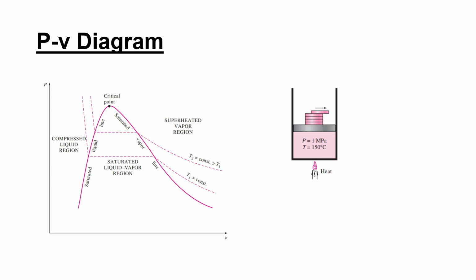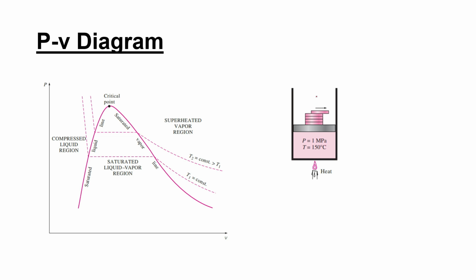Now let us look at the pressure volume diagram. So here you have pressure in the y-axis and specific volume in the x-axis. What we are doing is that initially you have this liquid here. It is kept at 1 megapascal and temperature 150 degree Celsius.